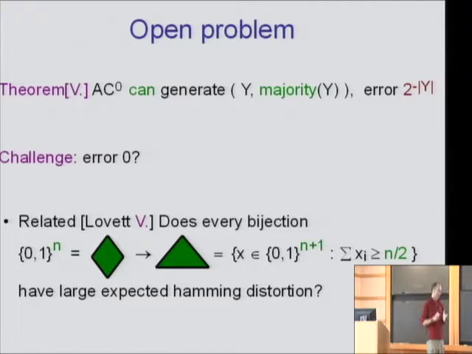The catch here is that AC0 or local functions have very small Hamming distortion. Every map in AC0 or local function has very small Hamming distortion. So if you prove this bound, you get a sampling lower bound.